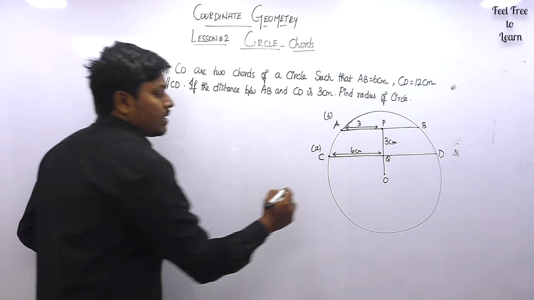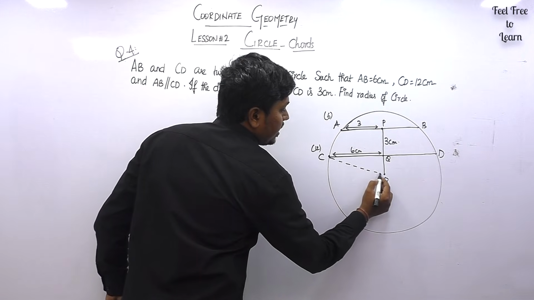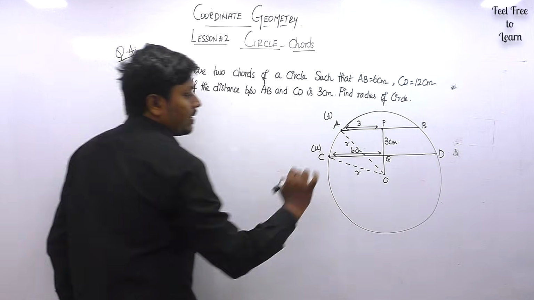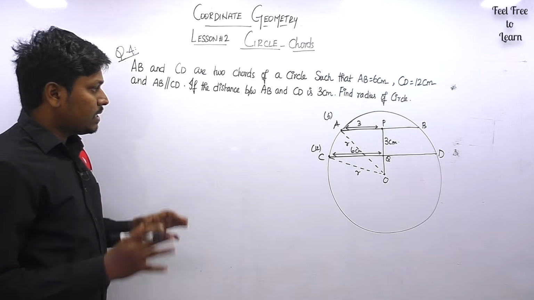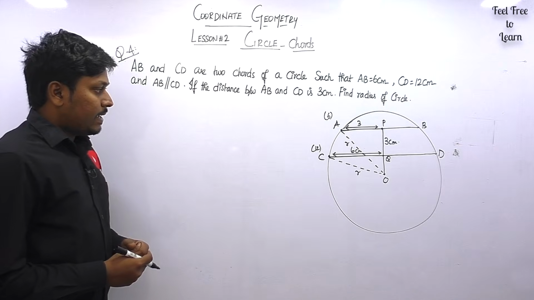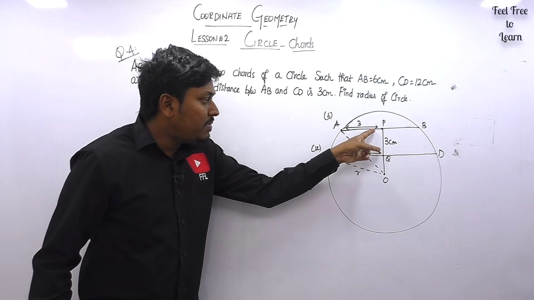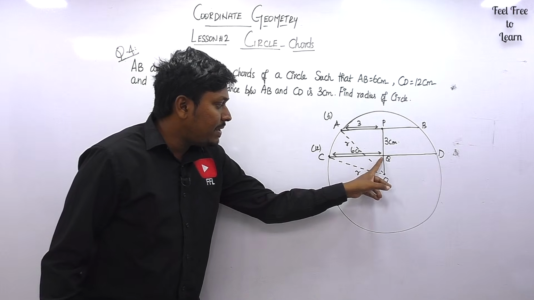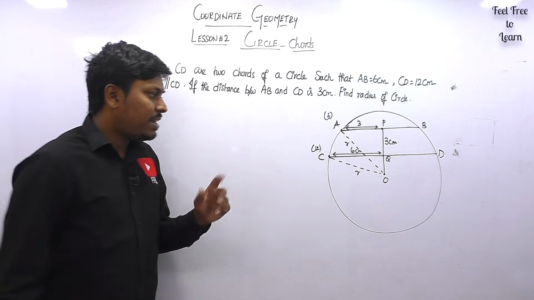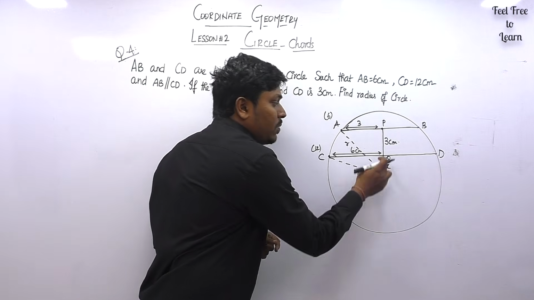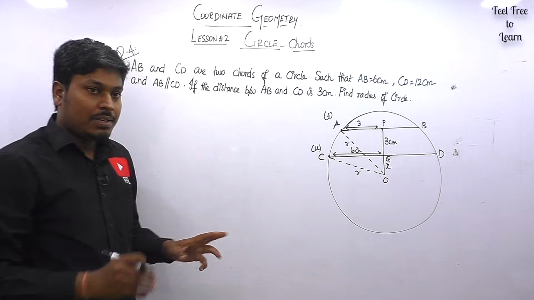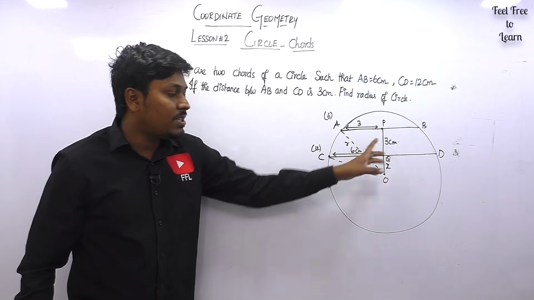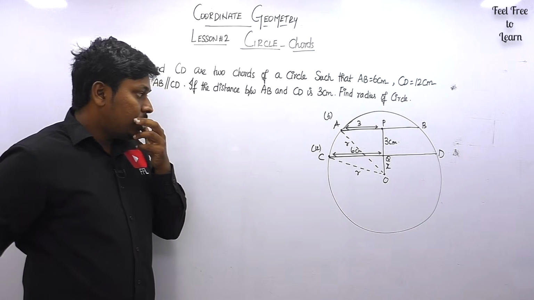So now our target is to find the radius of the circle. The radius will always be common, right? Let me do one thing. Here we know the distance between both the chords, that is 3 centimeter, but we don't know the distance between the center point and the first chord. So let me keep the value as x, because we don't know the distance between O and Q. And we know the distance between both the chords is 3 centimeter.